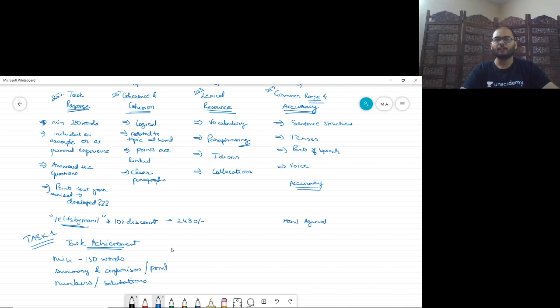Okay, so this is what is different between task 1 and task 2. Everything else is the same. Coherence and cohesion, lexical resource, grammar range and accuracy continue to be the same across both the tests. Once again, here also they will give you a band score out of 9. They will then calculate the band score for all 4 parameters, add them, and divide by 4. So that is how your overall band score is calculated for the IELTS writing section.